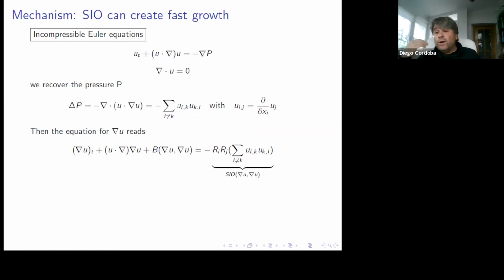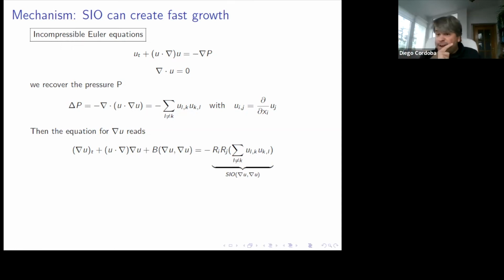But now what we want to show is that the C^k norm, let's say the C^1 norm of the velocity, grows very fast. Can we make it grow very fast? So we take the gradient of the Euler equations, and that's the equation that appears below, where we have the time derivative of the gradient of u, two terms that are nonlinear, and on the right-hand side we have the term that comes from the pressure. And what is this? This is a combination of Riesz transforms, so these are singular integral operators applied to products of derivatives of u.